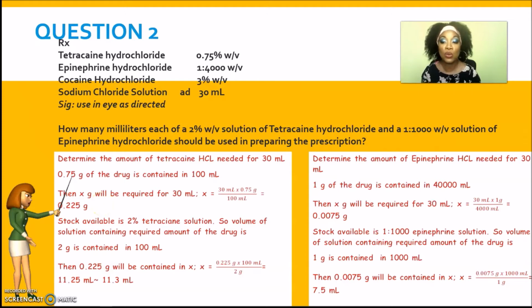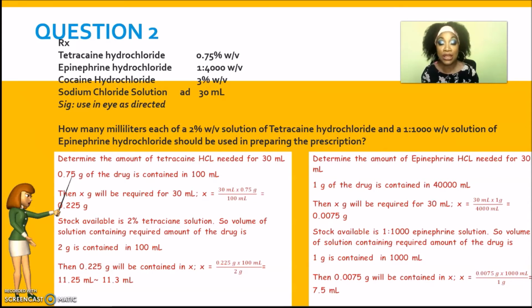Again, when you get this information, what is it about? This 0.225 grams of tetracaine is going to be contained in that 30 mils, and that is going to give the concentration of 0.75%. Now, you need this amount of tetracaine to make the 30 mils. Where are you going to get it from? You can get it from two places. Either the pure drug, you're going to weigh 0.225 grams, or you're going to get it from a stock solution.